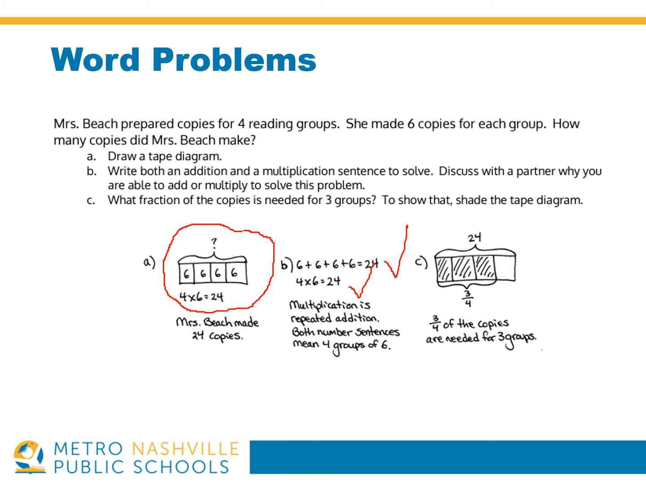As you can see noted in the answer guidance, multiplication is repeated addition. Both number sentences mean 4 groups of 6 and lead to the same solution of 24. Finally, Part C asks students to determine what portion of the copies or what fraction of the copies would be needed for 3 groups. As you can see, this example shows the shaded portion of the tape diagram, 3/4, as the amount of copies needed for 3 of the 4 groups.